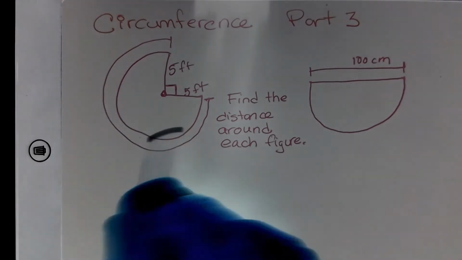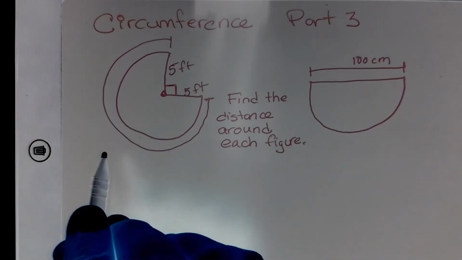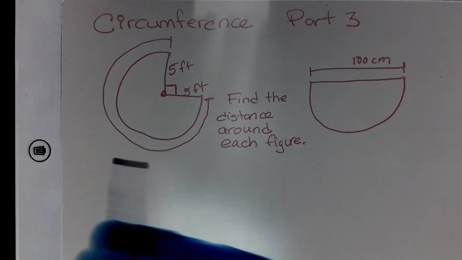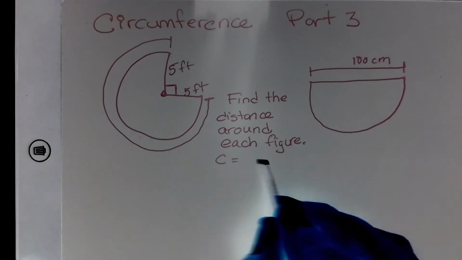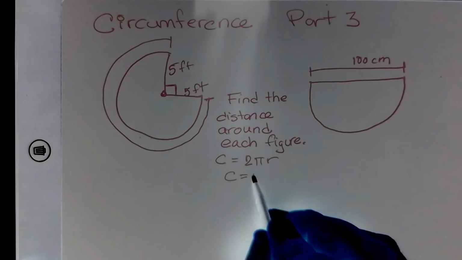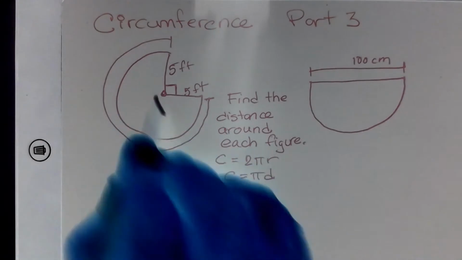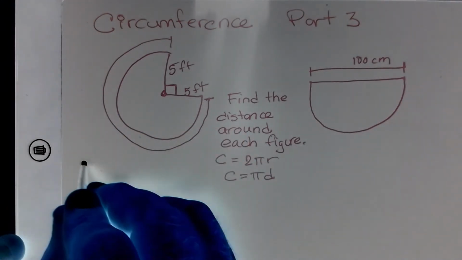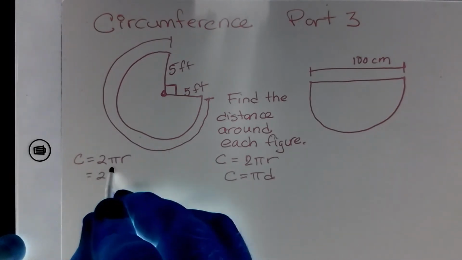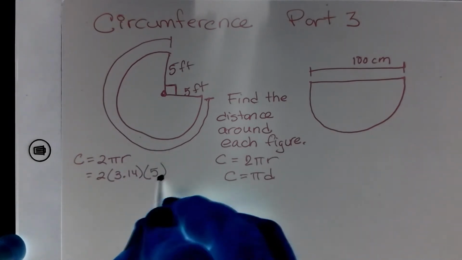So we're going to apply the same process. In this case here, out of the two formulas, which one should I use for this one here? You want me to write it down for you? We have the first one, C is equal to 2 pi r, or C is equal to pi d. Which of the two should we use? 2 pi r, because we have the radius, right? So we're going to go ahead and write C equals 2 pi r, which is 2 times 3.14 times 5.